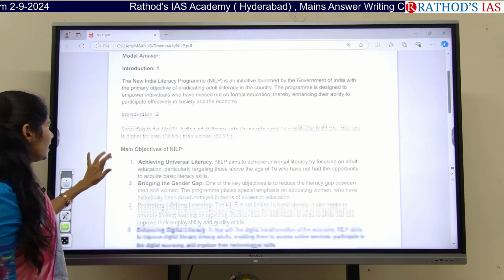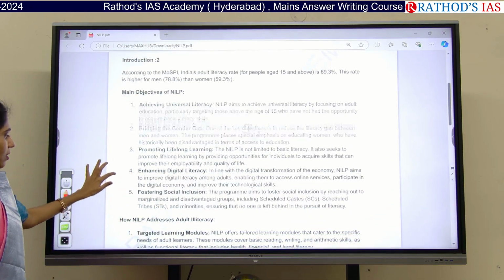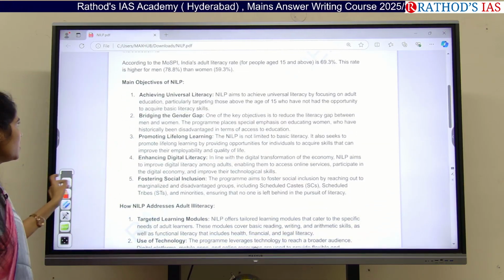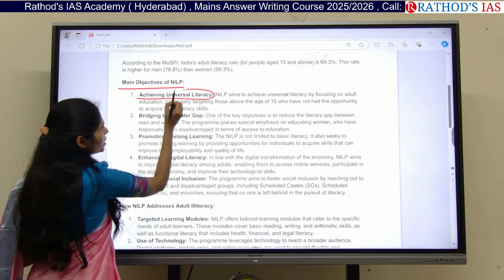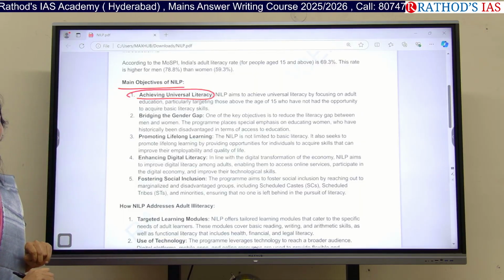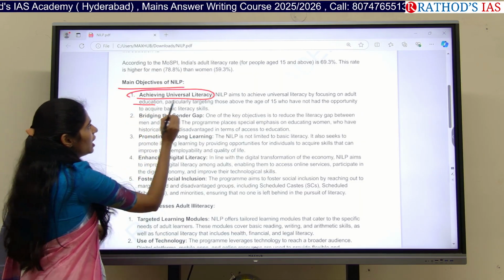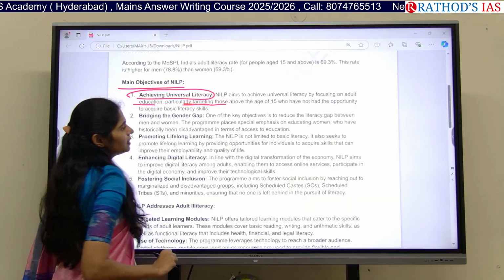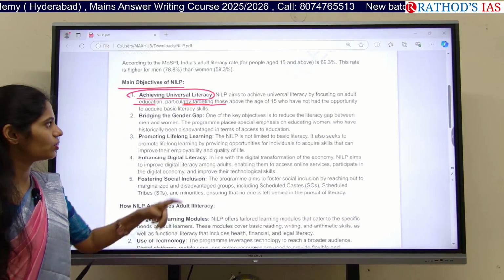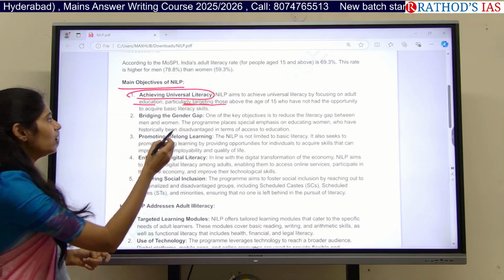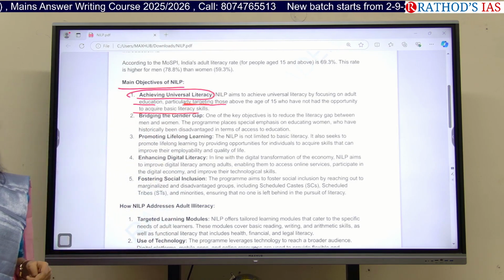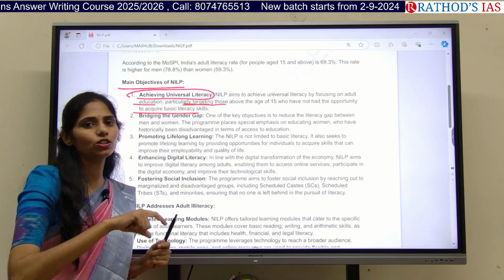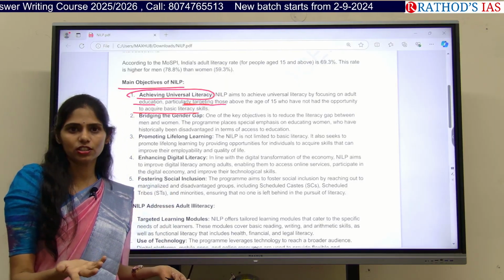And here the second part is our body. In the body, we have two sub-questions. First one is about what the main objectives are. The first one is achieving universal literacy. We are focusing on adult education, and especially we are targeting people who are above 15 years of age, who did not get any opportunity to acquire basic literacy skills. Because of that, one of the important features of this scheme is basic education.